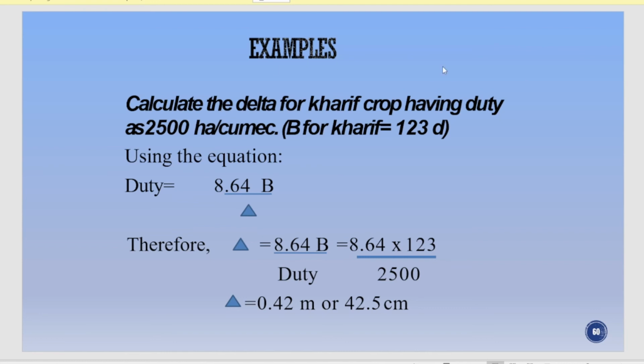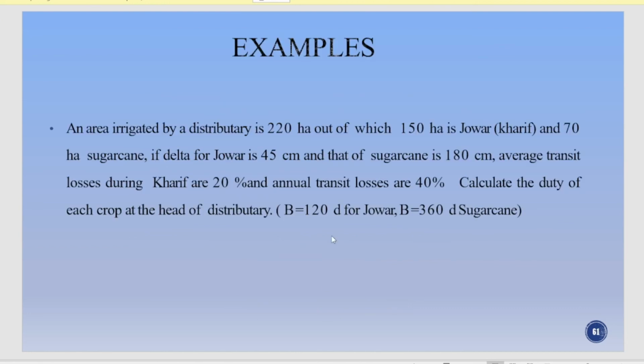First, this is a very simple problem. Calculate the delta of kharif crop having the duty as 2500 hectare per cumec. B is base period. Base period for kharif is 123 days. So duty, we already know this equation, 8.64 B by D. Substitute the value of B, substitute the value of duty, determine how much is delta. Delta is 42.5 centimeter. Okay, now we'll go with the next problem.